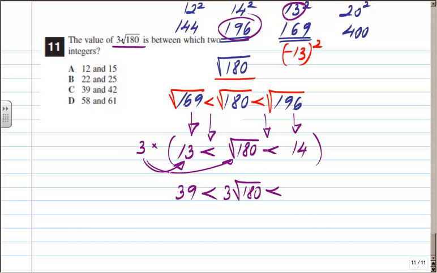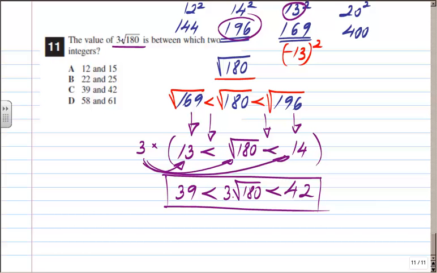And then I have 3 times 14. What is 3 times 14, right? Well, 3 times 4 is 12. 3 times 1 is 3, plus 1, 4. And I just figured out that 3 times the square root of 180 is between 39 and 42. Well, that tells me that C is the best answer.